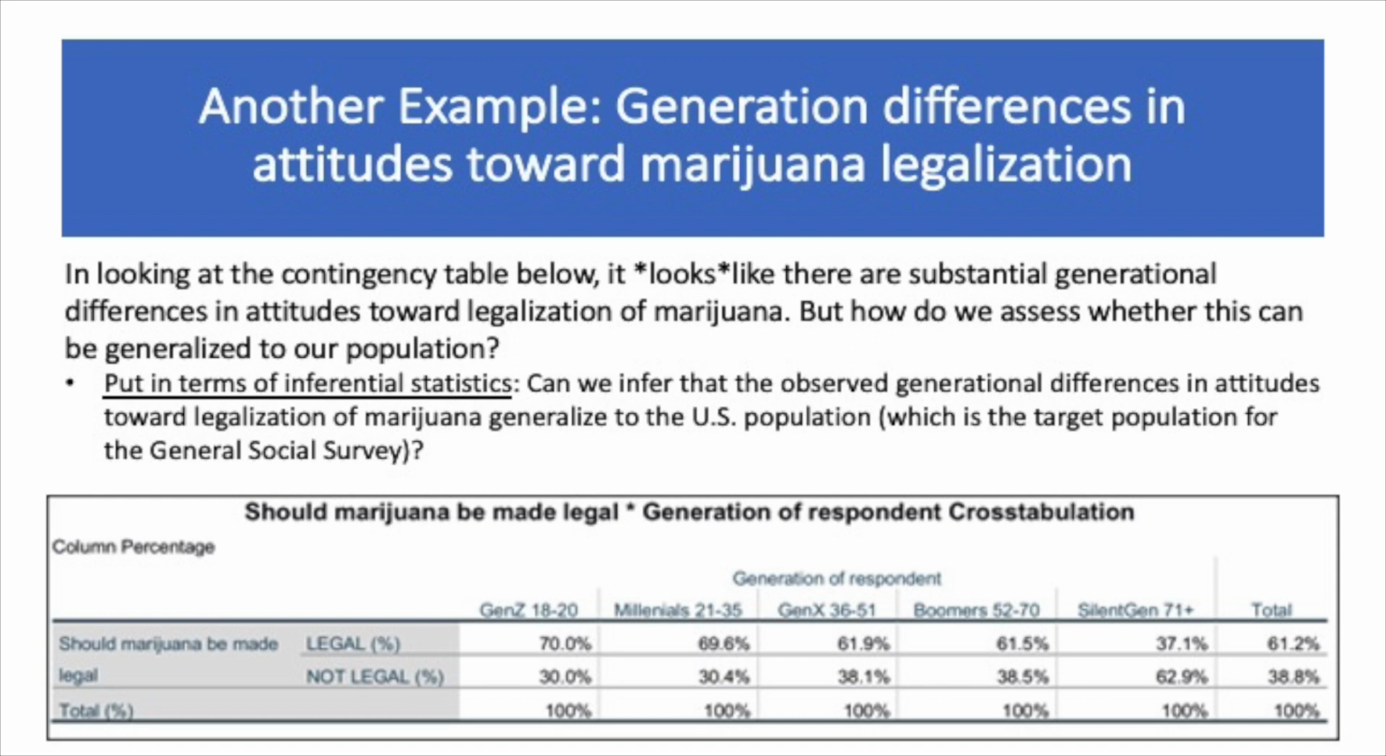Maybe they happened to get a sample of people from the silent generation who have attitudes that don't reflect the population within that generation. And perhaps in our actual population, the probability of saying that marijuana should be made legal is the same for each generation. Maybe there really isn't a difference in our population.